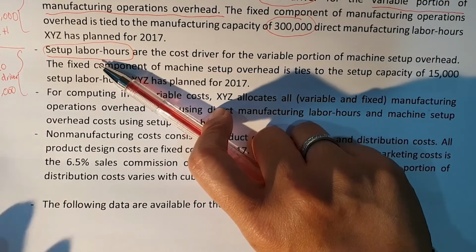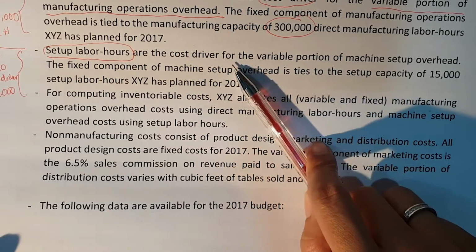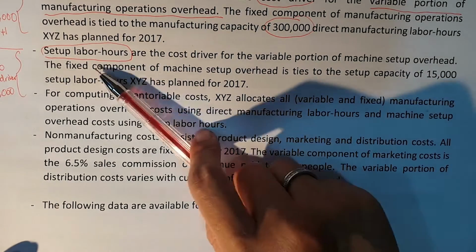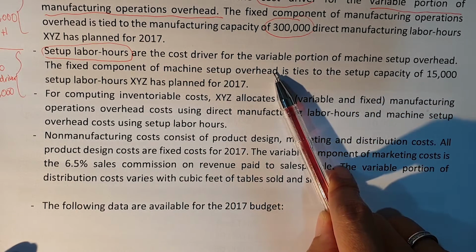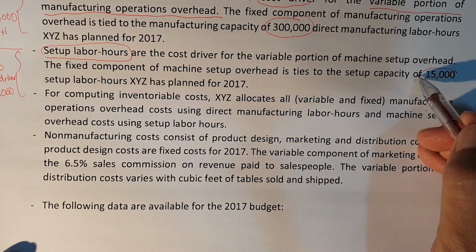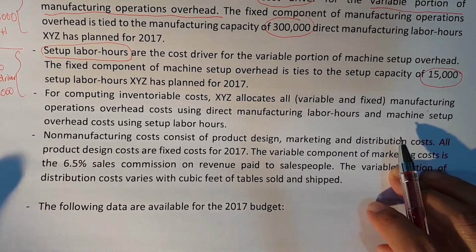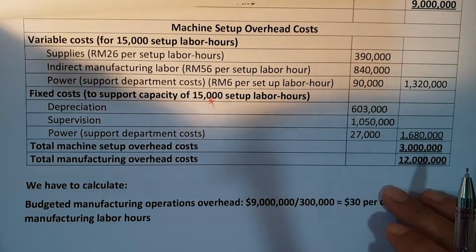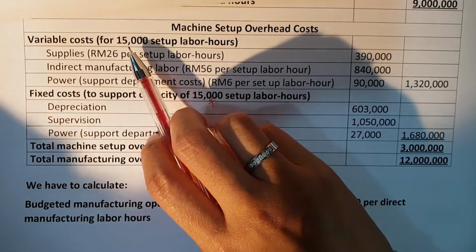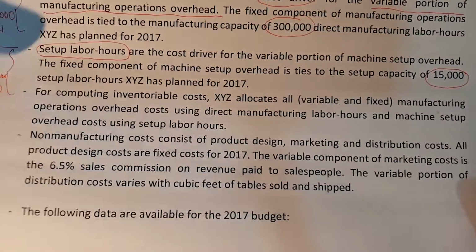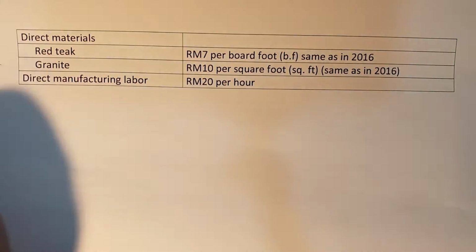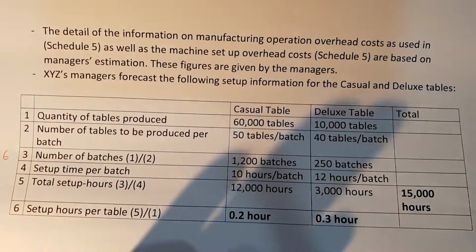If you look at this, setup labor hours are the cost driver for the variable portion of machine setup overhead, and the fixed component of machine setup overhead is tied to the setup capacity of 15,000 setup labor hours. So here it's basically based on this information. As for the variable cost of 15,000 setup labor hours, this information is given to us as well, as in the information given here.